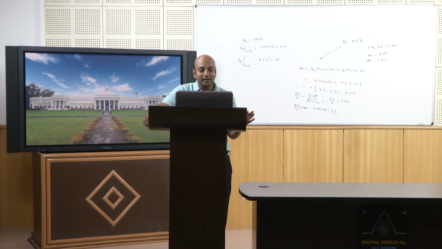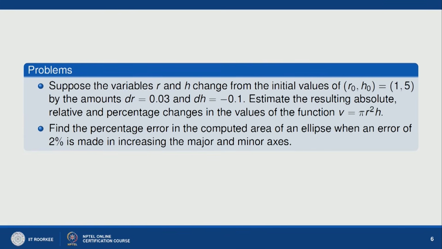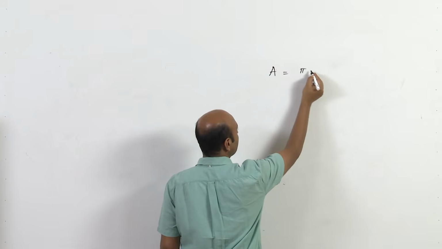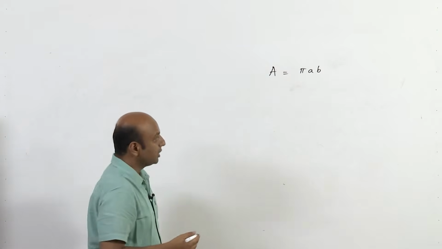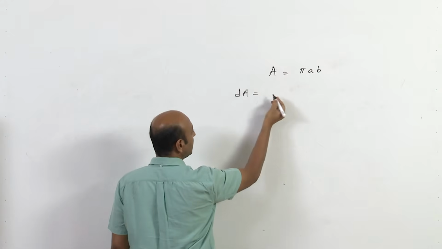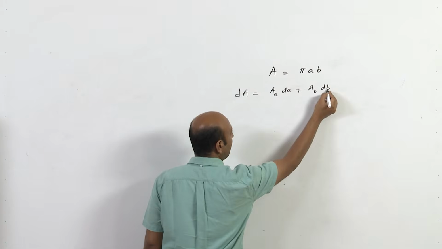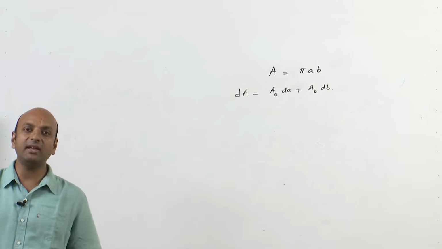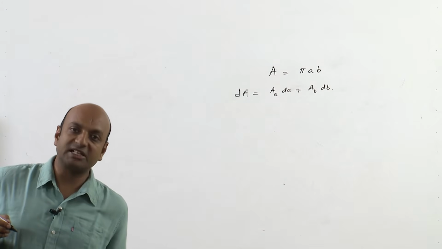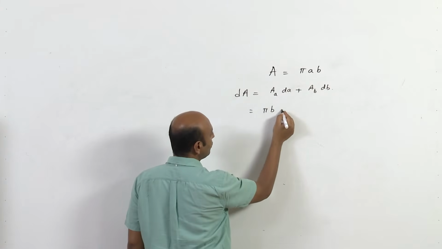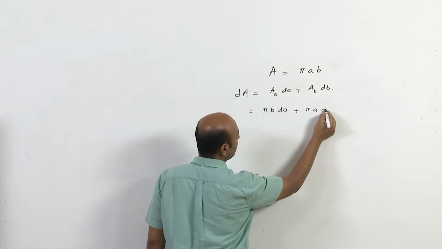Now, next problem: find the percentage error in the computed area of an ellipse when an error of 2% is made in increasing the major and minor axis. So, what is the area of the ellipse? It is pi AB. Now, what will be the change in the area? dA will be A_a da plus A_b db. I mean, here instead of x and y we have a and b, so we have to differentiate partially with respect to a and b only. So, here we get pi b into da plus pi a into db.